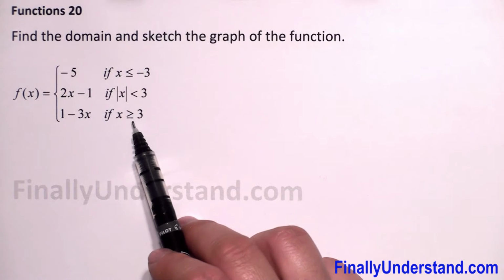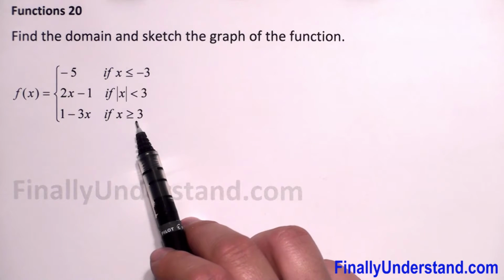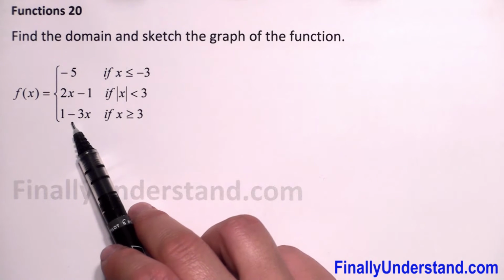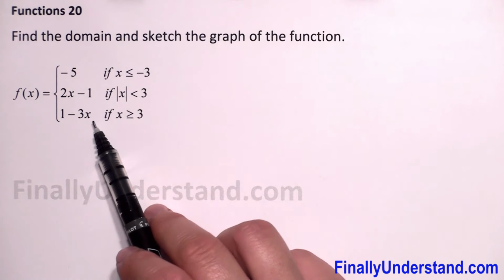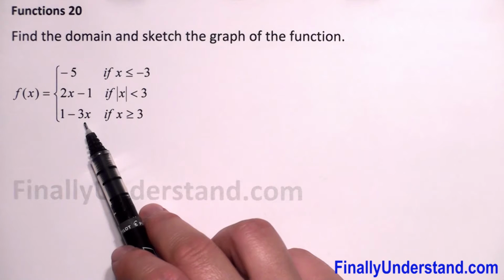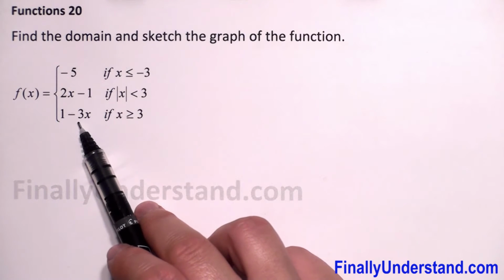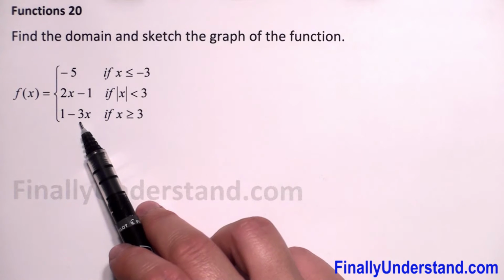For x greater than or equals 3, we have 1 minus 3x. Again, we have linear function, and because the coefficient before x is negative, our line is decreasing.